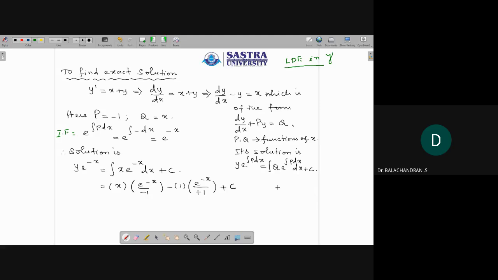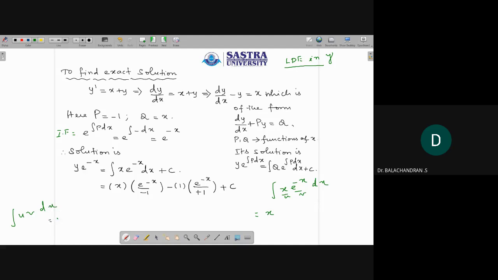So integration of x into e power minus x dx. Use Bernoulli's formula for integration. So you use the Bernoulli's formula, the third semester in Fourier series. Okay, x, you should keep x. This is u, this is v, this is dx. So I think you know the formula of uv dx.